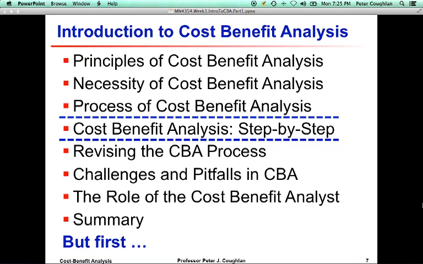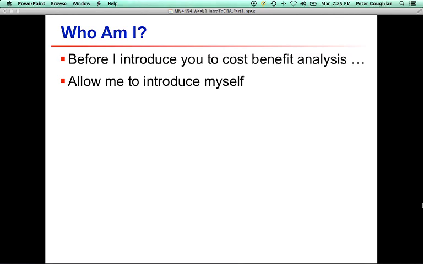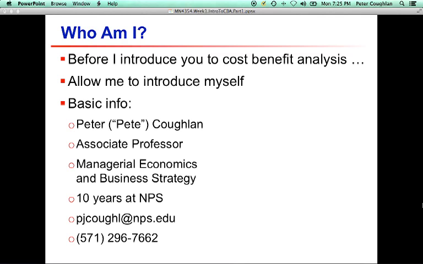But first, before we get into the introduction to cost-benefit analysis, before I introduce the concepts, why don't I introduce myself more formally than I did earlier? My basic info, again, my name is Peter, or Pete, Coughlin. You can call me Peter, you can call me Pete. You can call me Dr. Coughlin if you want, but that's not necessary.